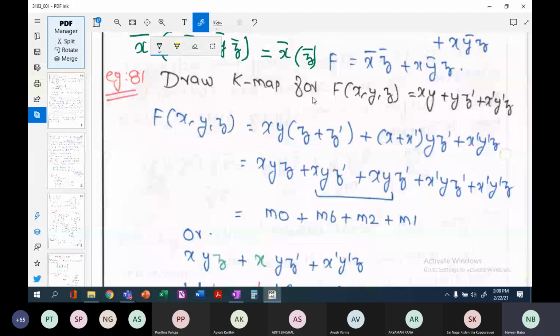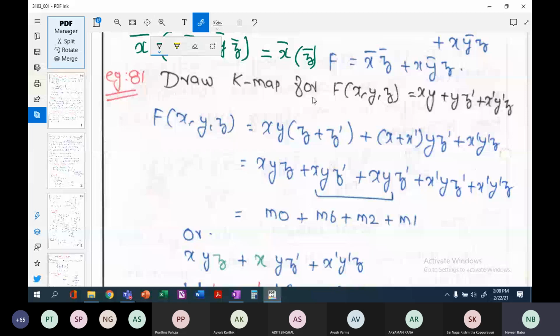So the first thing you should do is convert these functions to canonical form. What is this canonical form? Here z is missing, so we multiply it with z plus z bar. Here x is missing, so we multiply it with x plus x bar. Here all 3 variables are there, so we use x bar, y bar, z as it is.